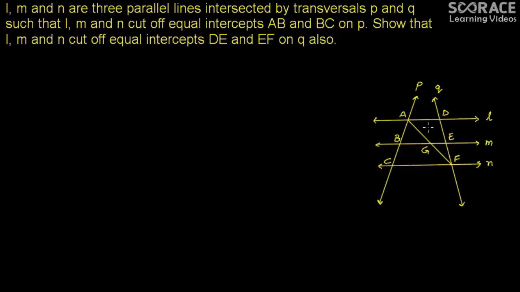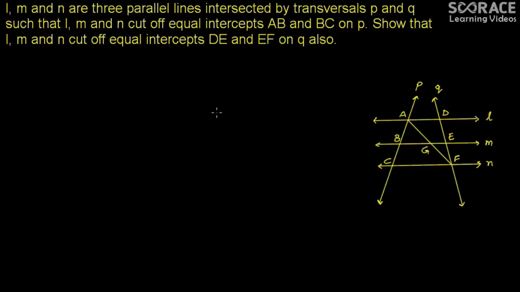In this question, we are given that L, M and N are three parallel lines and P and Q are the two transversals. Now, it is given that AB is equal to BC because the intercepts AB and BC are equal on the transversal P, and we have to prove that DE is also equal to EF.